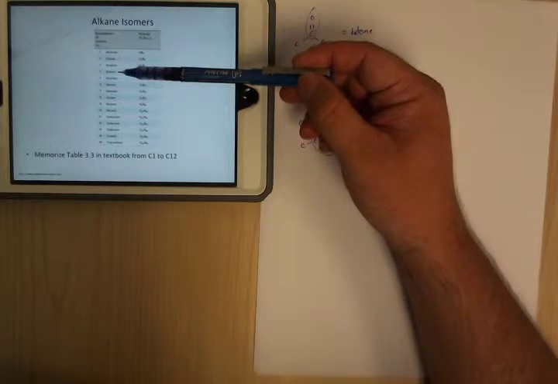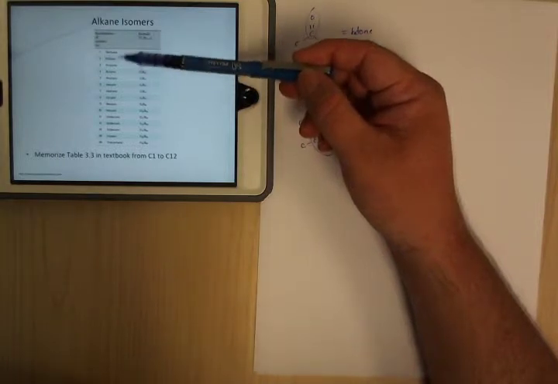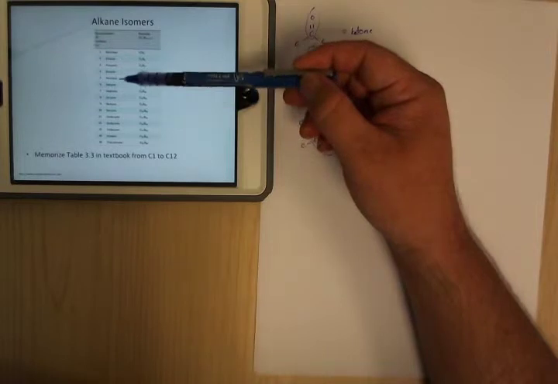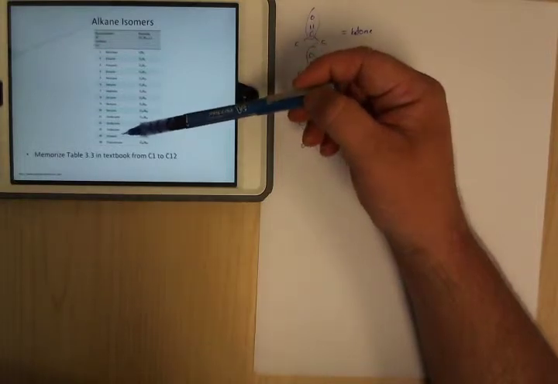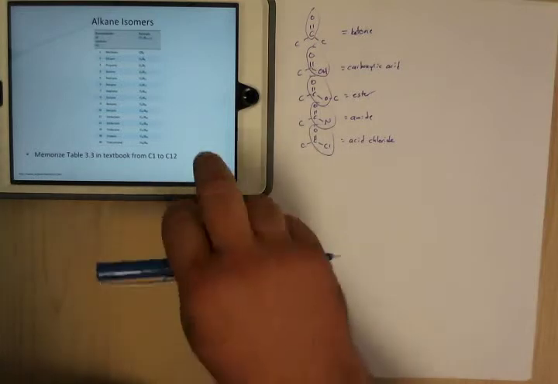For butane, they used to be able to isolate butanoic acid, which is a 4-carbon carboxylic acid, from rancid butter. That's where these names come from, and then the rest of them just follow the regular Greek roots for the numbers. So you do need to know those, because we're going to be using these a lot.